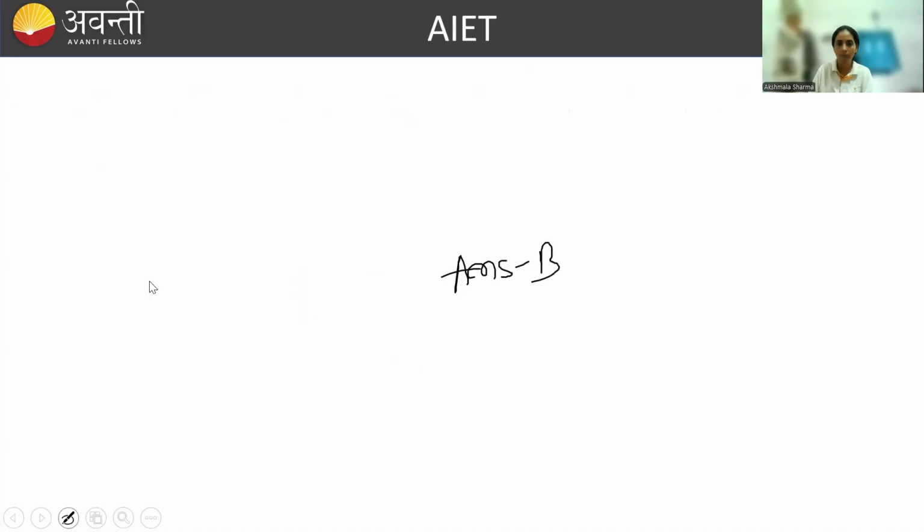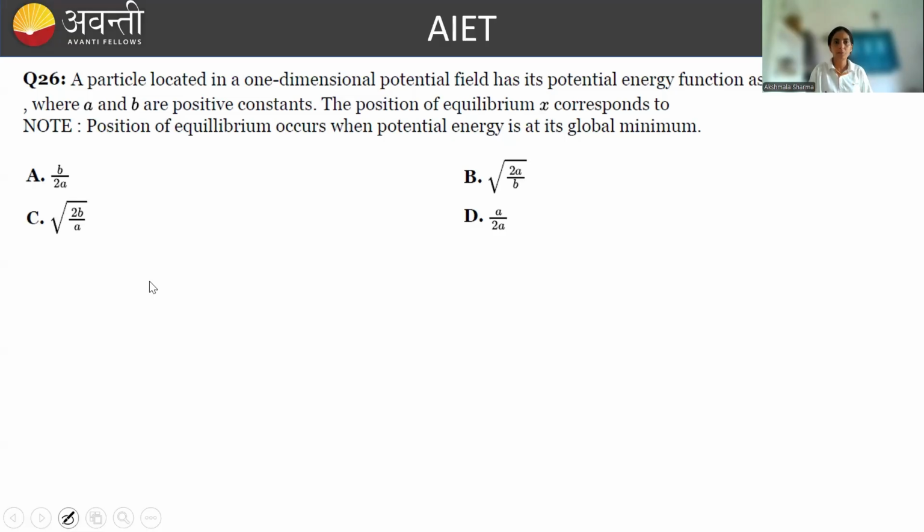Okay? Now let's do this question. A particle located in a one-dimensional potential field has its potential energy function as U(x) equal to this, right? Where A and B are positive constants. We have to calculate the position of equilibrium. This thing you will read in your work energy chapter. But here a note is given: the position of equilibrium occurs when the potential energy is at its global minima.